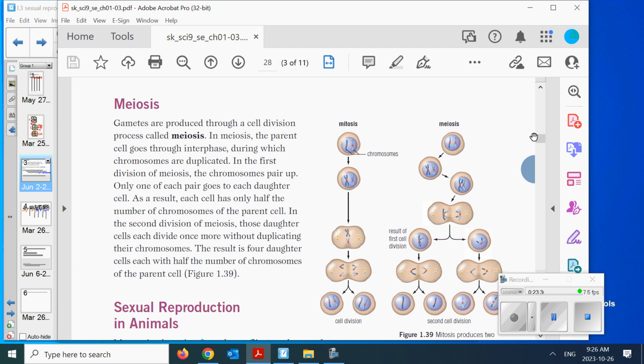In the second division of meiosis, those daughter cells each divide once more without duplicating. So it's like mitosis happens, kind of, and then it's like mitosis happens a second time, but without the duplication portion. That's important because the result is 4 daughter cells, each with half the regular number of chromosomes. Now here's a diagram. Mitosis, which we know. Just like us with our diagram here, it starts out chromosome, duplicate. Okay.